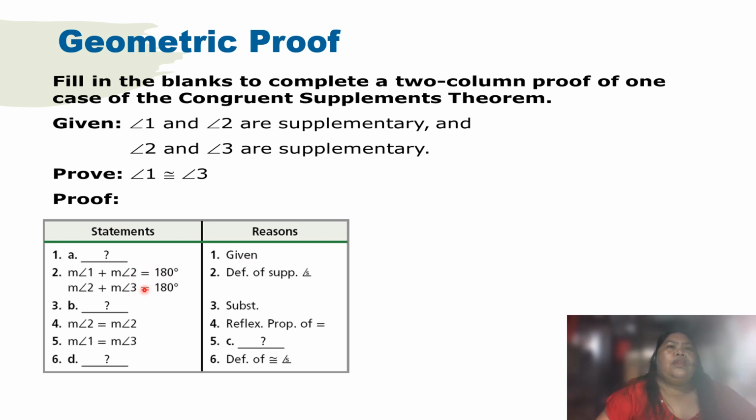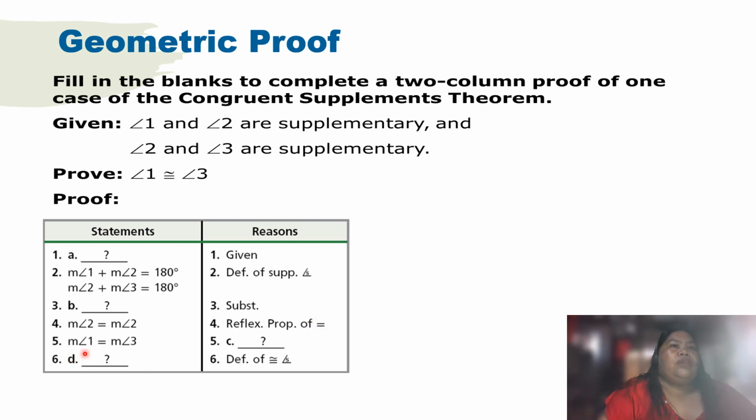Measure angle 1 plus measure angle 2 is equal to 180 degrees, and measure angle 2 plus measure angle 3 is 180 degrees. So these are from the definition of supplementary angles. What will be the second? We could say that measure angle 1 plus measure angle 2 equals measure angle 2 plus measure angle 3, from substitution. Okay, so measure angle 2 is equal to measure angle 2, of course, by the reflexive property of equality.